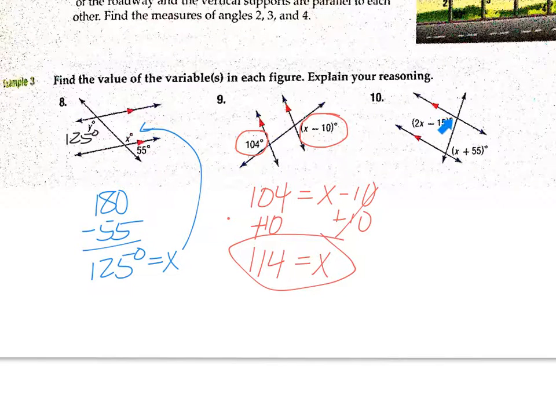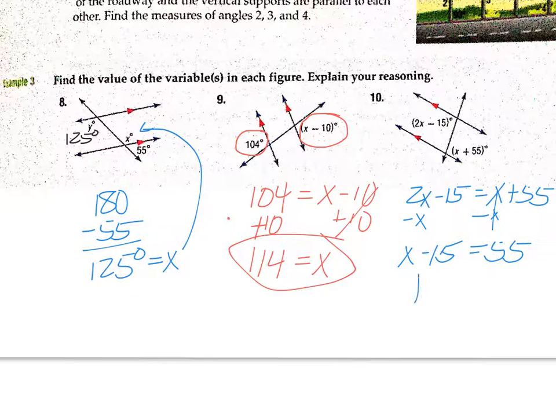2x minus 15 is here. X plus 55 is here. Those are alternate interior. They're both on the inside of the two parallel lines, on opposite sides. What's the relationship for alternate interior? Alternate interiors are equal or congruent. So 2x minus 15 equals x plus 55. Subtract x, and get x minus 15 equals 55. Add 15. And then we get x is 70. So you've got to know these relationships, and then you've got to be able to solve equations again.